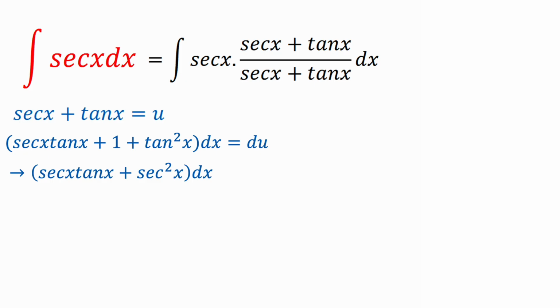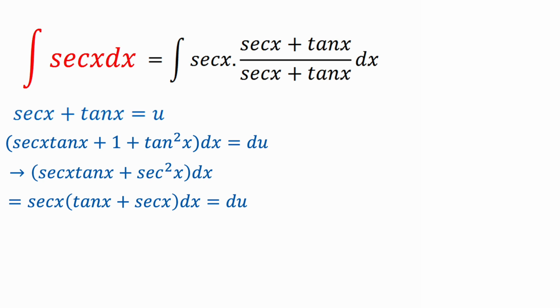So what did our du ultimately become? It became secant tangent plus secant squared, all times dx. If we factor out a secant, we get secant x times secant plus tangent all times dx. This whole part is our du.